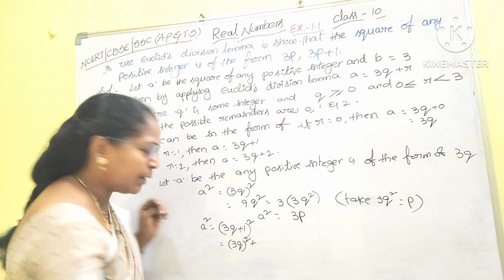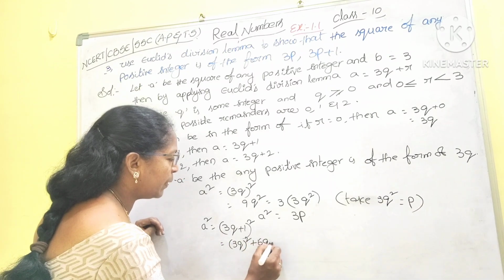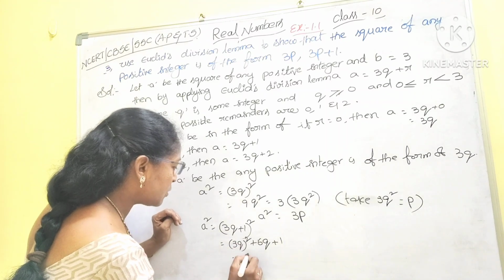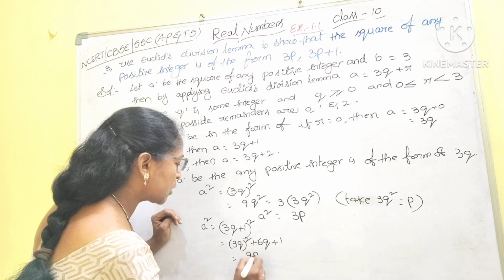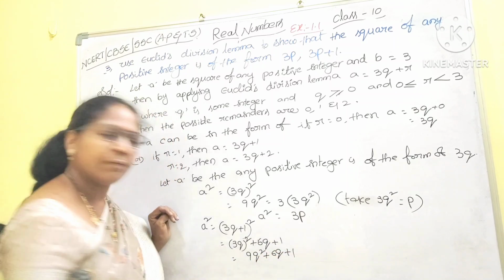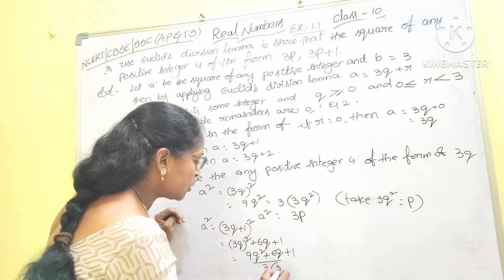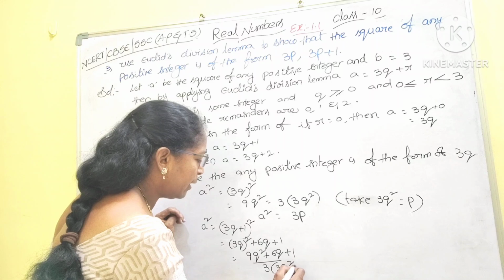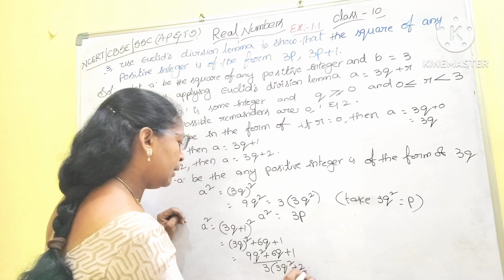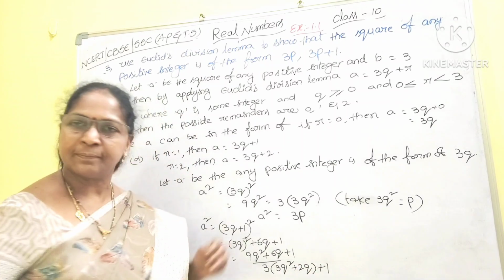In any other order you can write it. 2AB, 2 into 3 is 6Q, plus 1. Again this can be written as 3Q whole square, which is 9Q square, plus 6Q plus 1. In both the terms you can take 3 as common. So 3 into 3Q square, plus 3 divides 6, 2 times. So here 3 into 2Q plus 1.